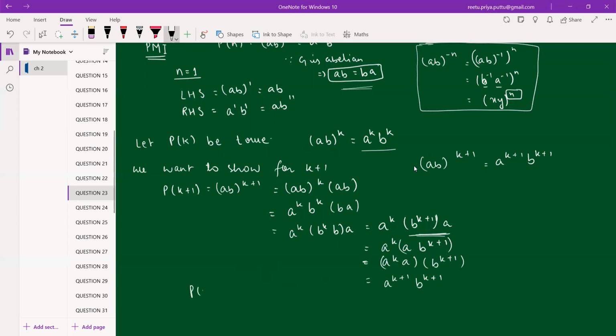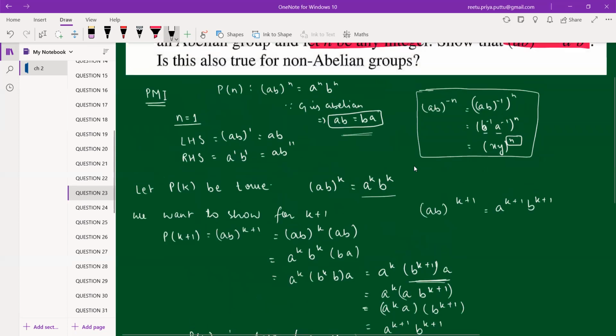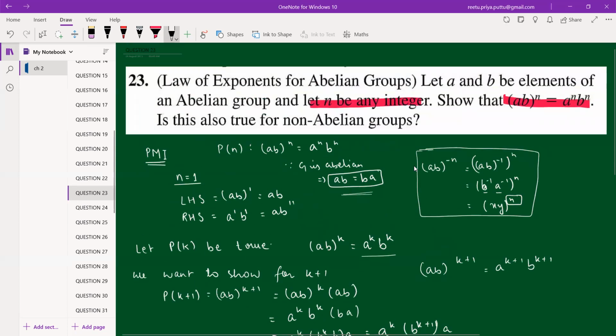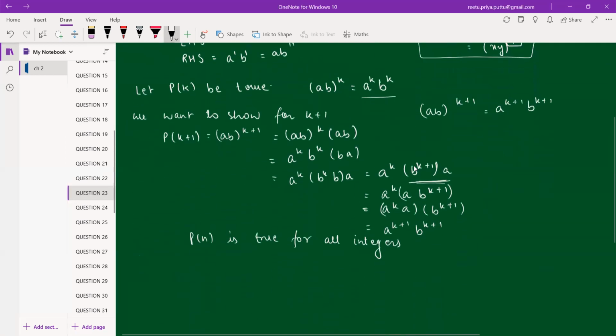So the given statement Pn is true for all integers. We can write this. Okay, I hope you understand the concept of the PMI. Next, move on to the other part of the question, which says, is it also true for non-abelian groups? So it is not true for non-abelian groups. Why? Because I am giving you an example.